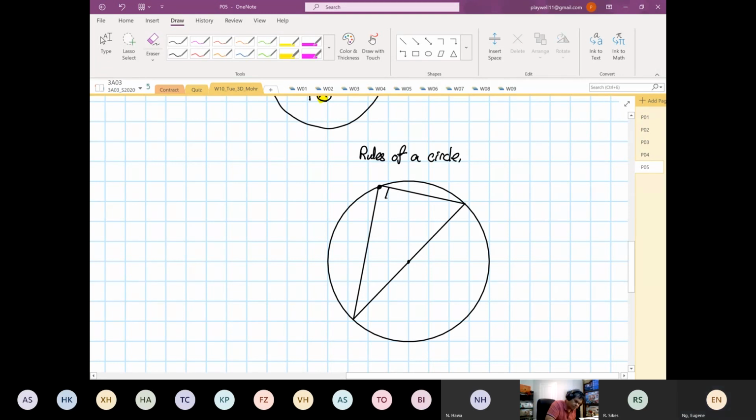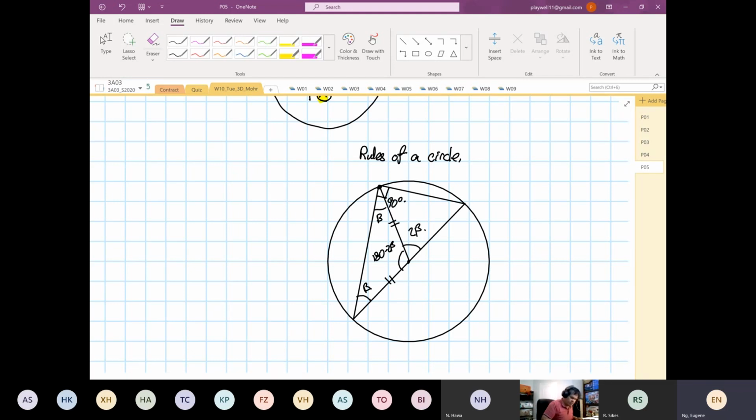Anyone? It's going to be what? 90 degrees, right? That's the rules of the circle. Now, if I'm going to draw a line from here to here, then if I call this angle beta, this angle will correspond to the beta also, because this is an isosceles triangle. So when that's the case, this angle over here is 180 minus 2 beta. This angle over here will be what? 2 beta. Rules of the circle. Okay, that's the basic rules of the circle.